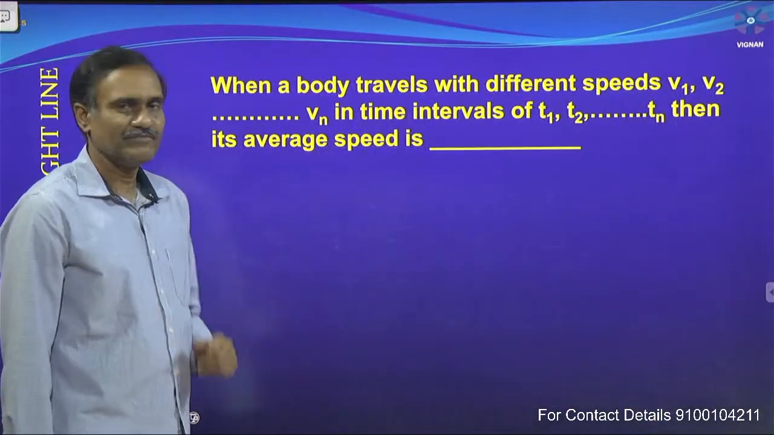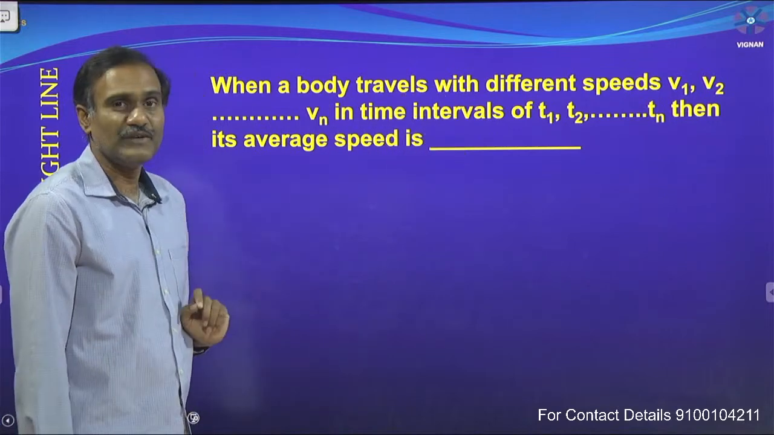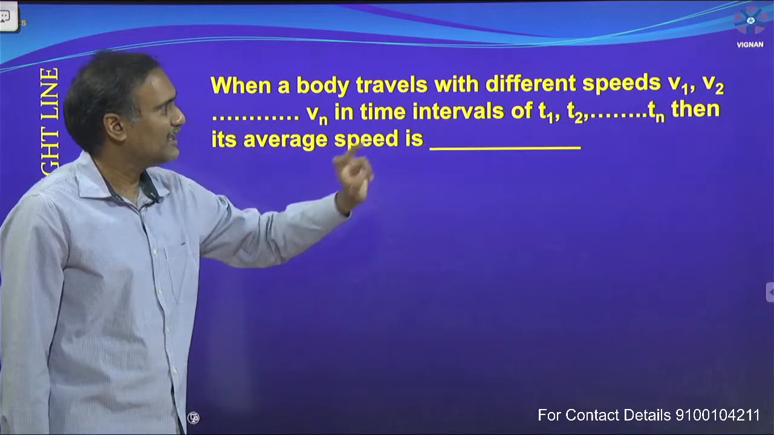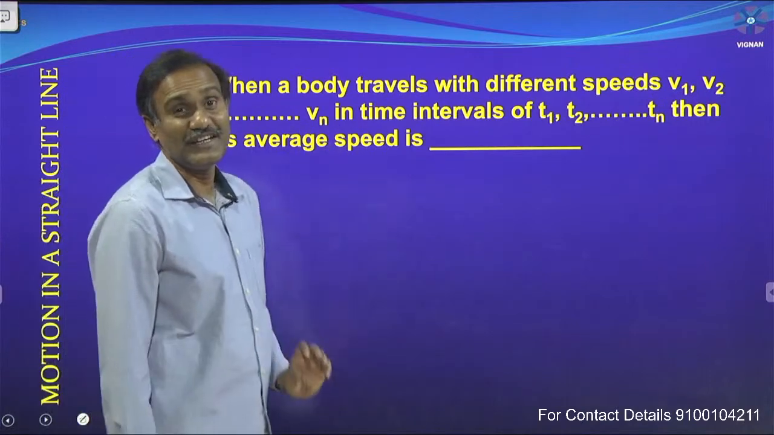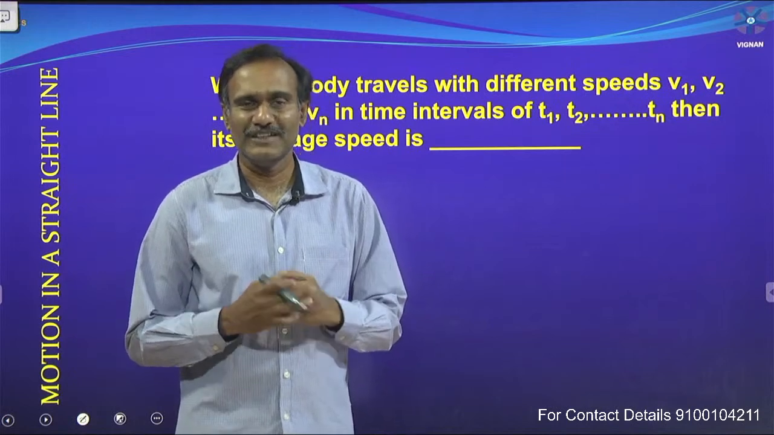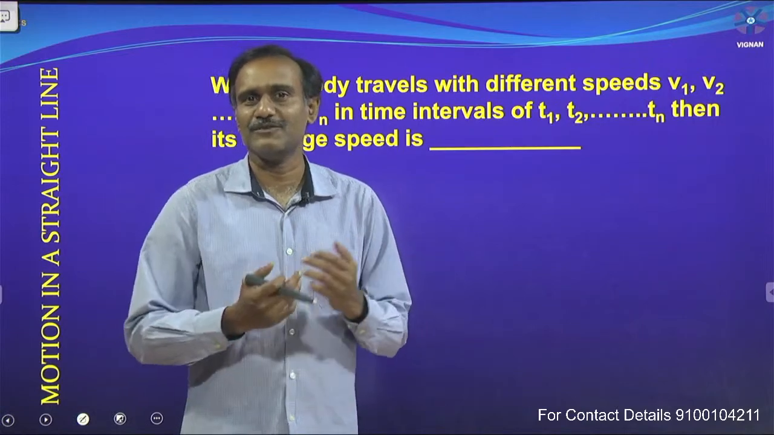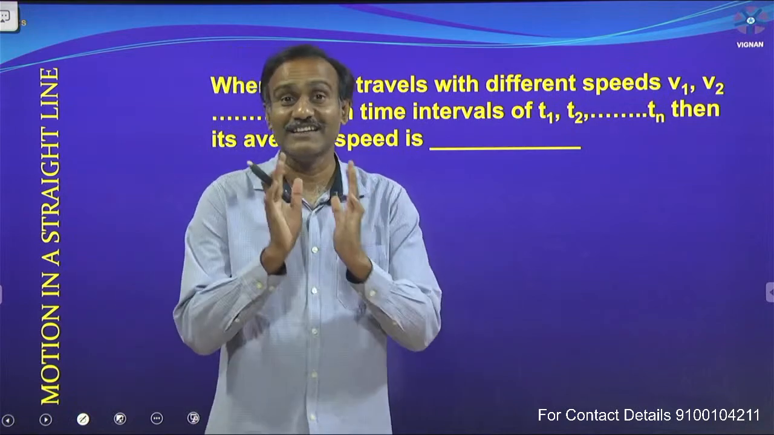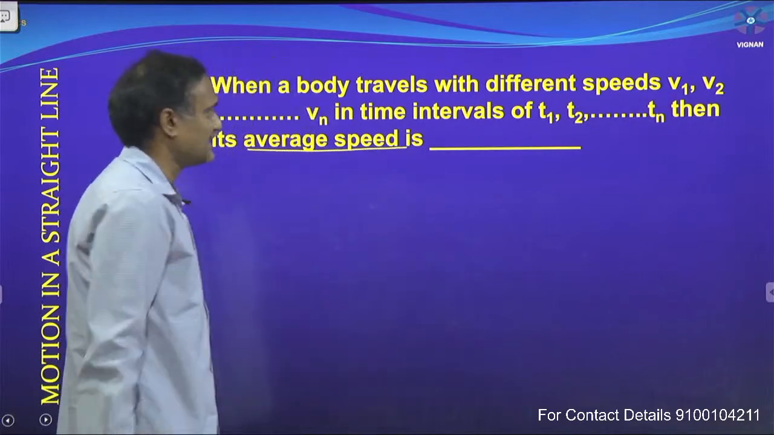Observe this. When a body travels with different speeds v1, v2, and so on up to vn in time intervals of t1, t2, and so on up to tn, we are going to calculate its average speed, and see whether it is equal to average velocity or not. Yes, in magnitude, average velocity is equal to average speed. Why? Because the particle is moving along the same straight line. Remember that. Now, here I want to calculate average speed.